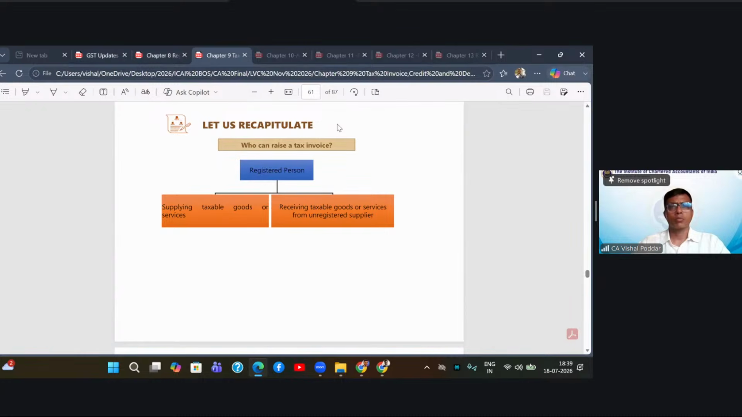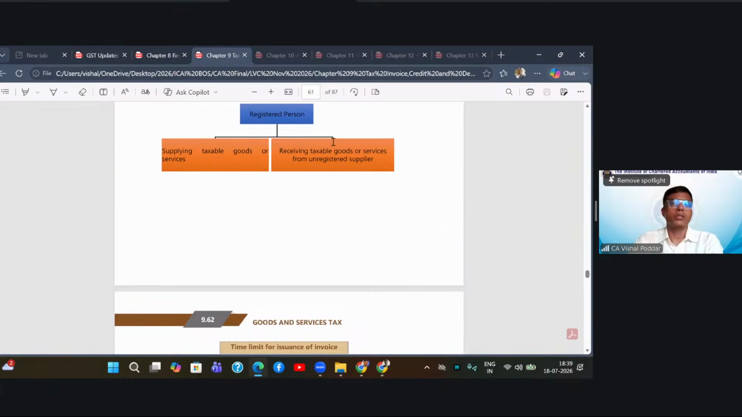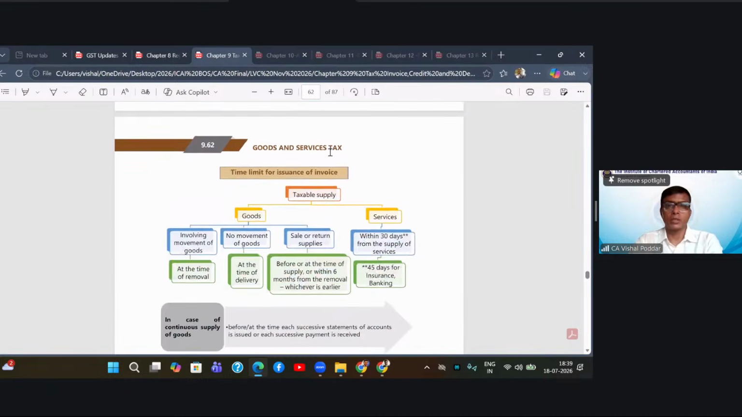Now let us move on to the next topic for our discussion, that is the important documents like tax invoice, debit note, credit note. So we'll be now discussing provisions relating to these important documents which are required to be issued under the GST law. Now, first question is, who can issue a tax invoice? Every registered person supplying taxable goods or services or receiving taxable goods or services from an unregistered person can issue.